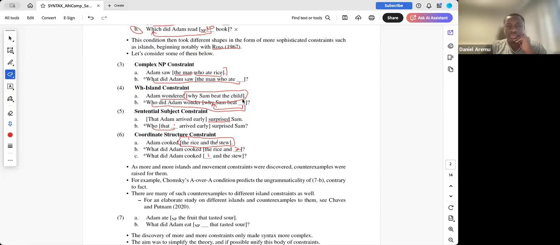Let me see if there's any question. Is WH island constraint the same as subjacency? Very nice question. WH island is, like I'm going to show right now, actually subsumed, and not just WH island alone. There are many other islands that are subsumed under subjacency. So subjacency is what we are going to look at.